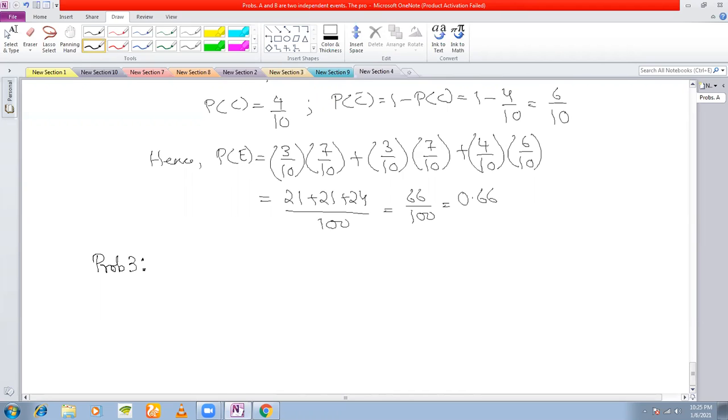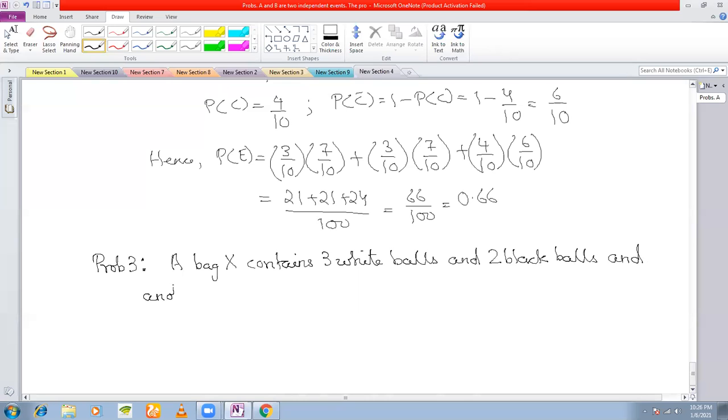Yes, sir. Let us see this. A bag X contains 3 white balls and 2 black balls, and another bag Y contains 2 white balls and 4 black balls.